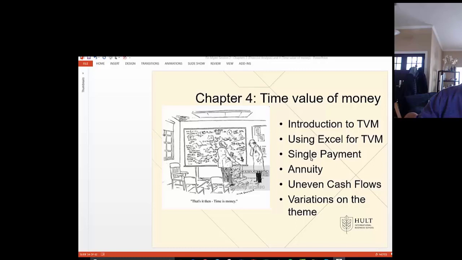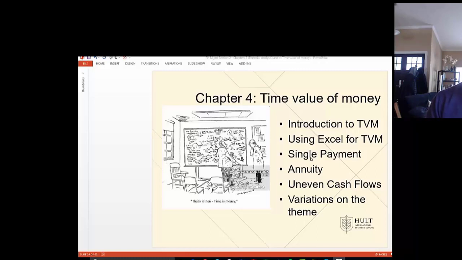And the topic is Chapter 4, Time Value of Money. This is one of the most important things we have in finance: to be able to quantify the different present values and future values. So we're going to start with just an introduction to what time value of money is, and then move on to show some generic approaches on how to use the Excel functions and formulas to solve these types of problems.